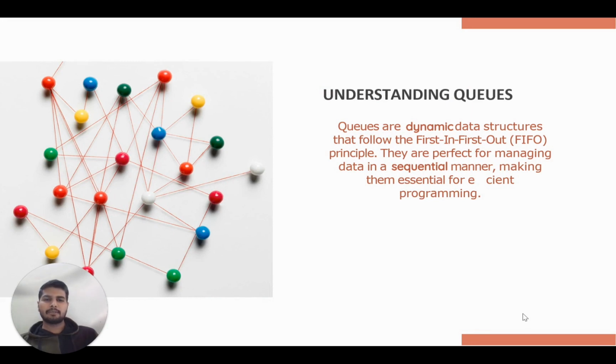Understanding queues. What are queues? Queues are dynamic data structures that follow the first in, first out (FIFO) principle. They are perfect for managing data in a sequential manner, making them efficient for programming.